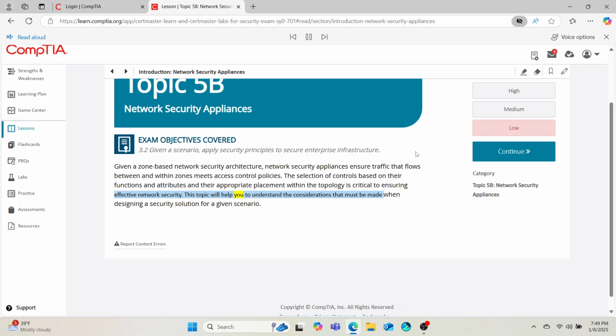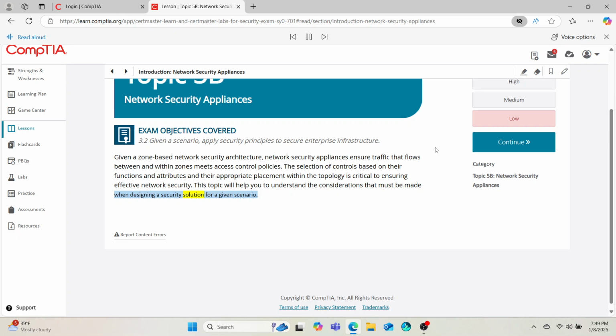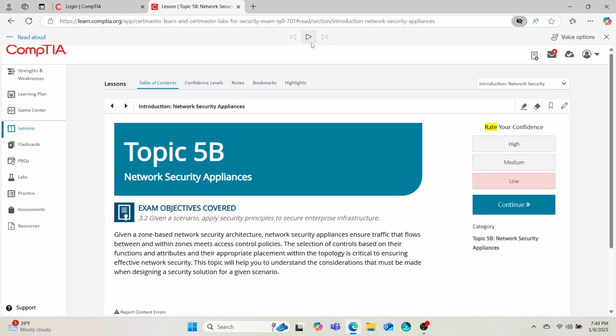This topic will help you to understand the considerations that must be made when designing a security solution for a given scenario.